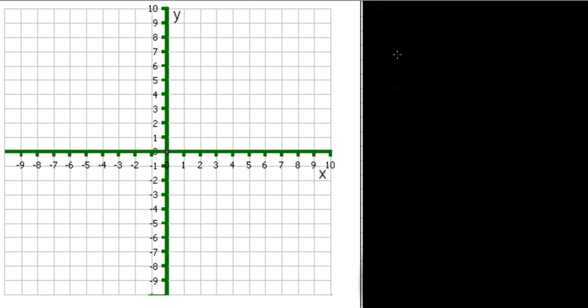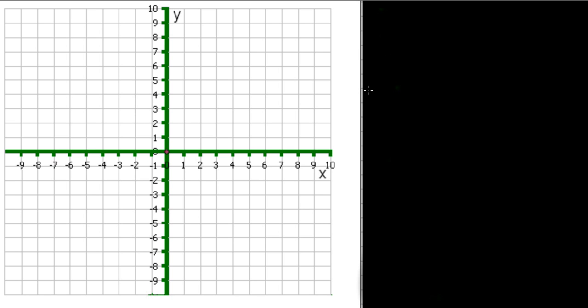In this section, we're going to be using intercepts. The y-intercept is the y-coordinate of the point where the graph intersects the y-axis. The x-coordinate of this point is always 0. The x-intercept is the x-coordinate of the point where the graph intersects the x-axis, and the y-coordinate of this point will always be 0.